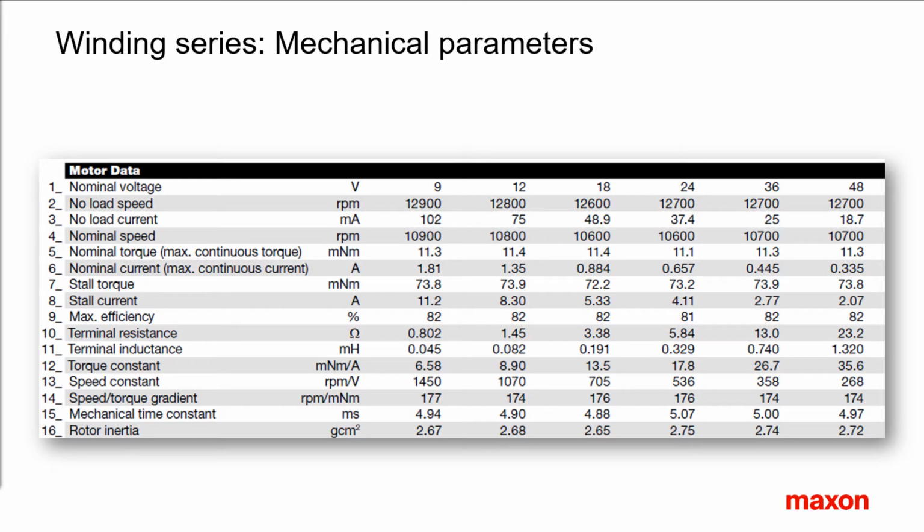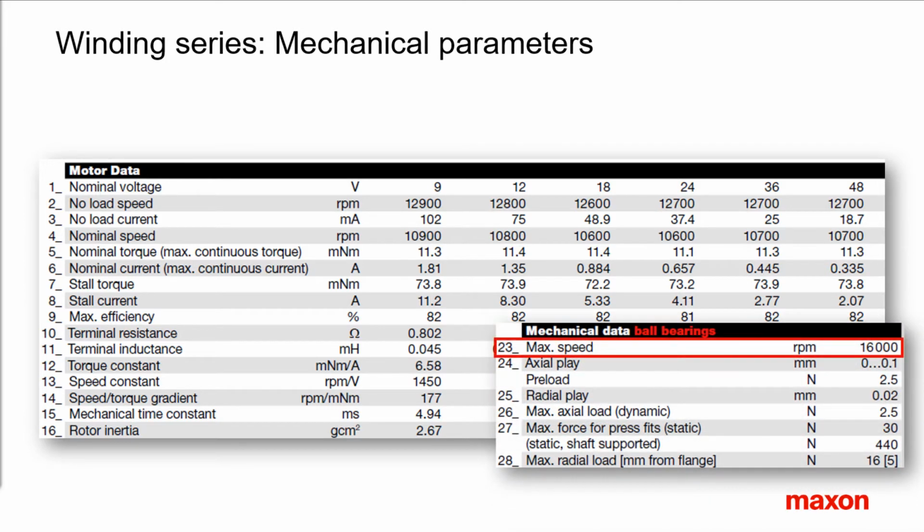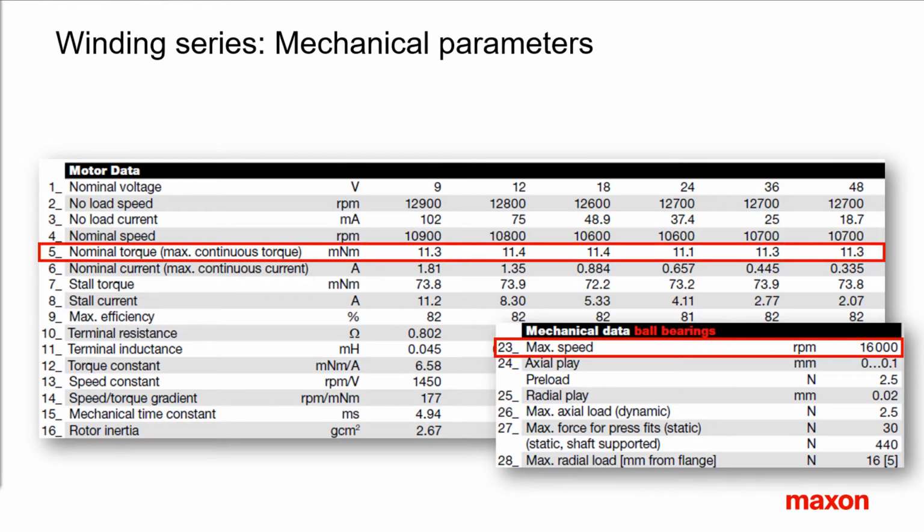How do the motor limits change over the winding series? The maximum motor speed is a motor type parameter. The value is the same for all the windings. The nominal torque, which is the border of the continuous operating range, is almost identical for all the windings. We have to conclude that the mechanical motor limits, speed and torque capabilities, are independent of the winding selection.